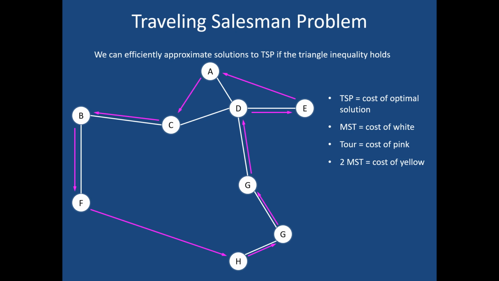Now, I'm saying that 2 times MST is equal to the cost of the yellow. Okay, the yellow isn't shown here. Why is that correct? MST is the white. What was yellow? That was the yellow visited, went out this edge and back. So for every white edge it had 2 edges. One went one way, one went the other. So clearly the minimum spanning tree times 2 is the cost of yellow. This says that the TSP is greater than or equal to the MST.